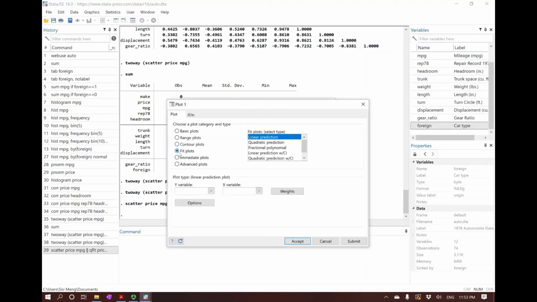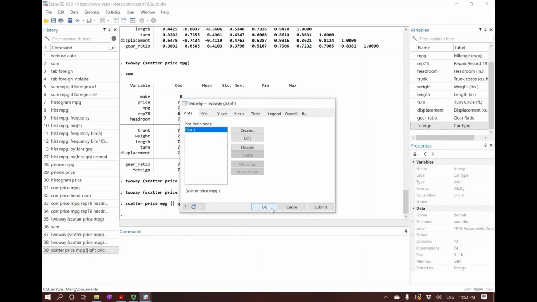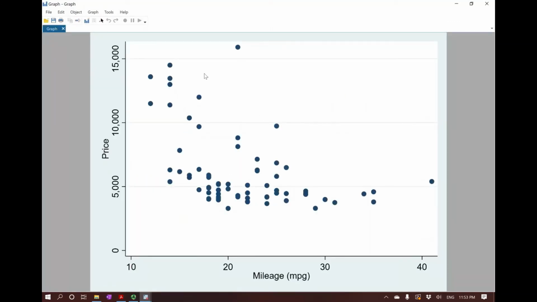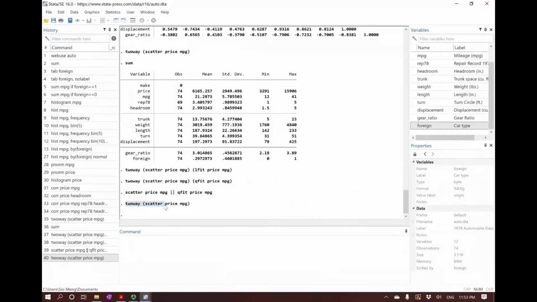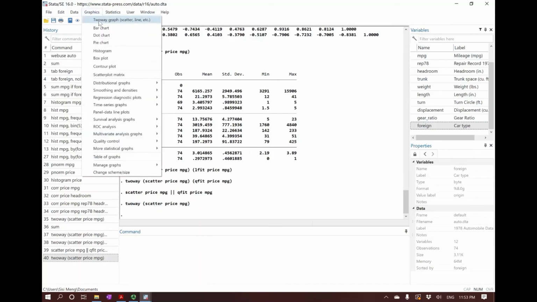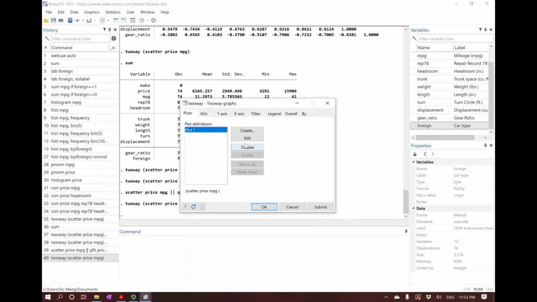So in this fit plots, you can create some linear fit and some Q fit, quadratic fit, right? So for example, now I'd like to create a scatter plot where my variable y is price, my variable x is MPG, and if I click accept and then accept, I'm going to see that scatter plot as before. And actually, Stata will automatically generate this command for you, even though you used those buttons there. So alternatively, you can go back to the two-way graph. You may want to edit it, or you may want to disable it, right?